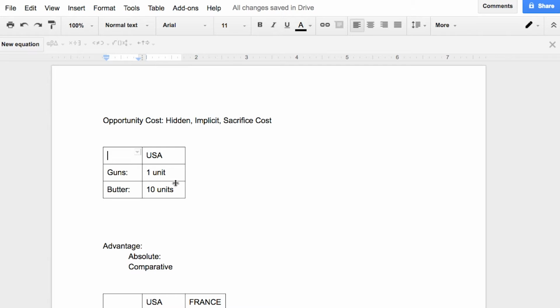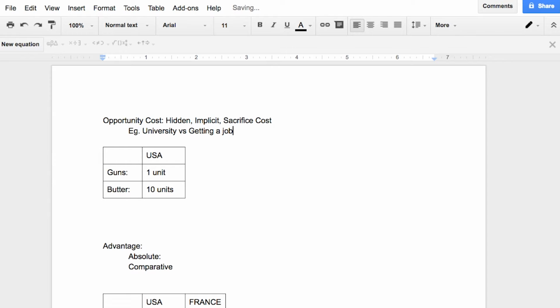And I say or because they have to make a choice. They can choose to make 1 gun or 10 butter, and they can do one or the other. And if they do one, they have to sacrifice the other. So they can make 1 gun and give up 10 butter, or they can make 10 butter and give up 1 gun. In real life, a bit easier to grasp is the idea of going to university versus getting a job.